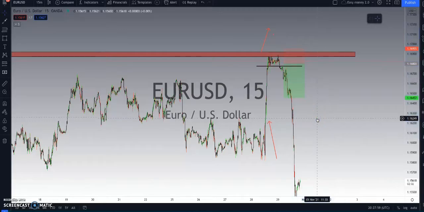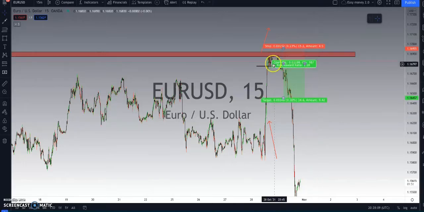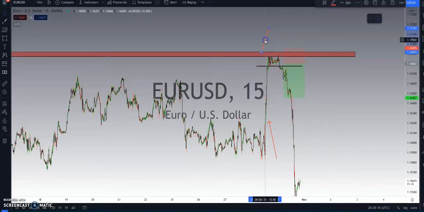So what you got to realize is daily, weekly, and monthly resistance and support zones are very strong. If price would have broke this, we would have got a breakout for a buy, because this area is a key area.